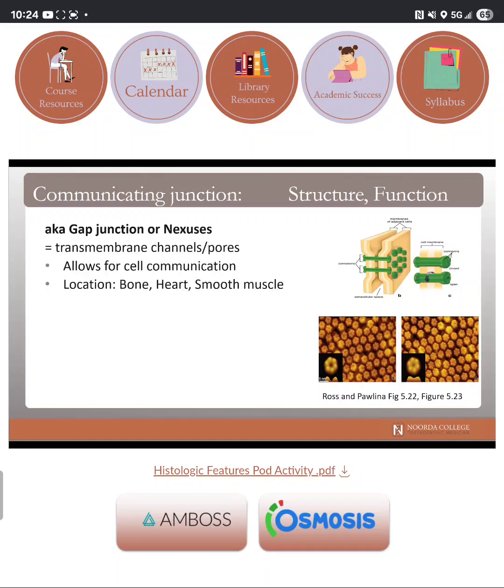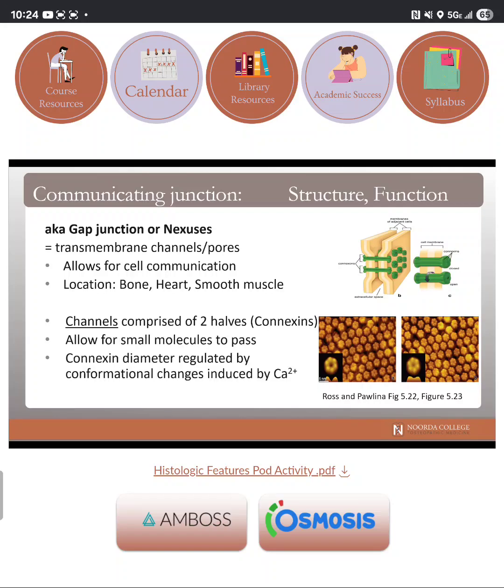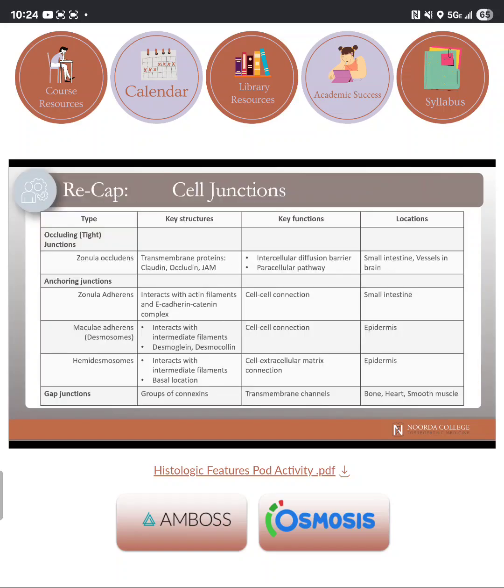Last but not least, we have your gap junction, also called nexus, which are transmembrane channels or pores, and which allow cells to communicate with one another. They're commonly seen in bone, heart, and smooth muscle, and the channels are comprised of two halves. So a half here and a half here of connexins, which allow the molecules to pass through them, and the diameter is regulated by changes induced by calcium.